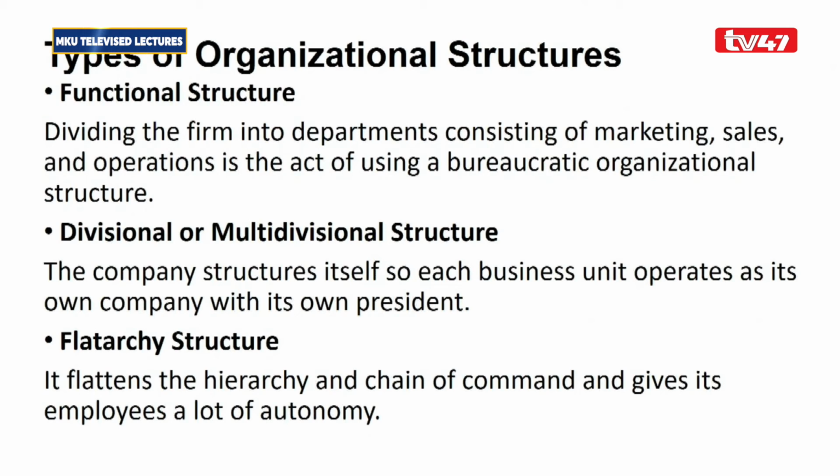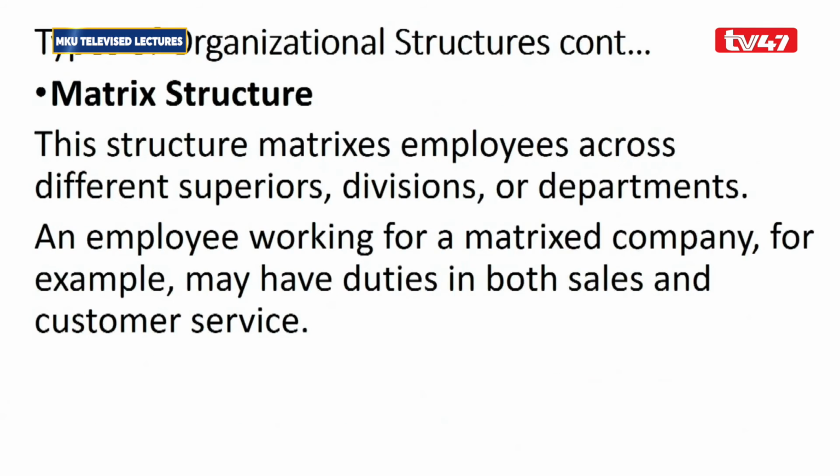So we've seen dividing it according to functional units, according to divisions, and according to maybe flattening it so that we don't have the different levels. And then we have the last one, which is called the matrix structure. Now, this structure matrices employees across different superiors, divisions, or departments. So an employee working for a matrix company, for example, may have duties in both sales and customer service.